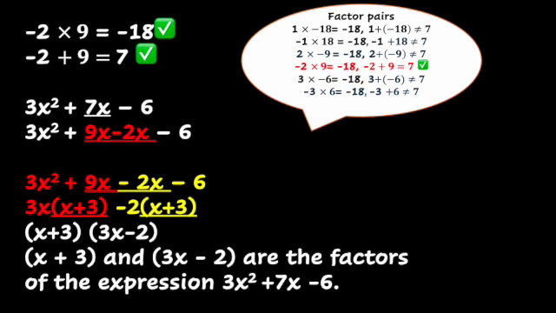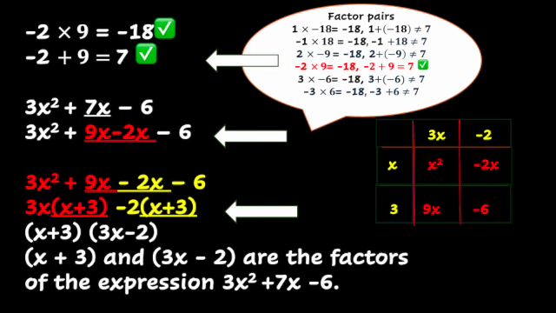Have a look at these factor pairs. We are considering different possibilities. One pair is giving us the required results, and these two integers minus 2 and 9 are giving us the desired results. The product of these two integers is minus 18 and the sum is 7. So now we can replace 7x by 9x minus 2x.